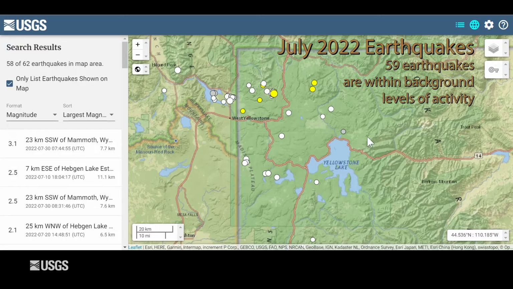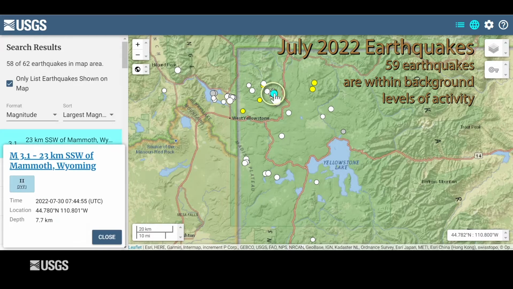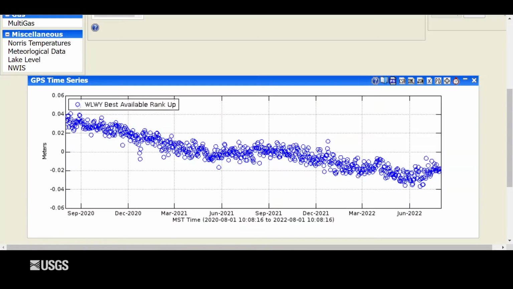You can see they're spread sort of throughout the region, but most of the events occurred in this belt between Hebgen Lake in western Montana and Norris Geyser Basin in Yellowstone National Park. This is where most of the seismicity in the Yellowstone area occurs historically. Now, the largest earthquake of the month was a magnitude 3.1 that occurred about 14 miles or so south of Mammoth Hot Springs in Yellowstone National Park. And this was a part of a small sequence of earthquakes, 13 located events that occurred right at the end of the month. So, normal background levels of seismicity in July in Yellowstone.